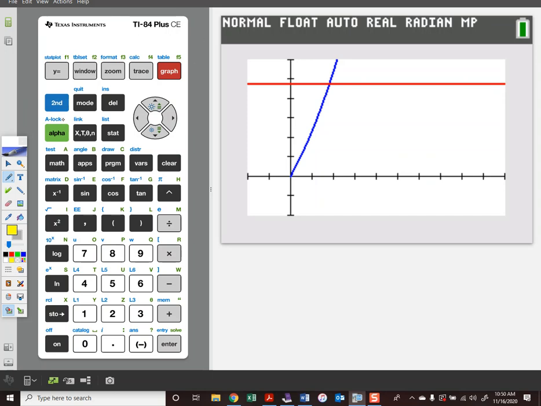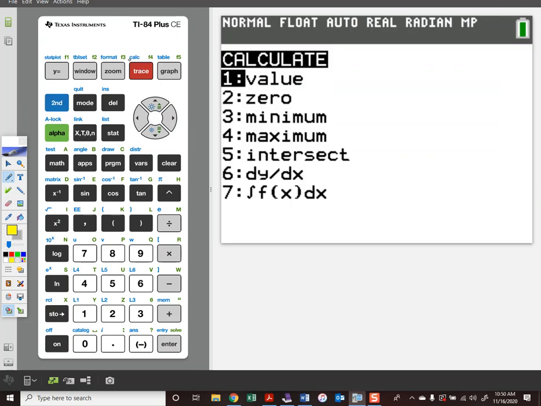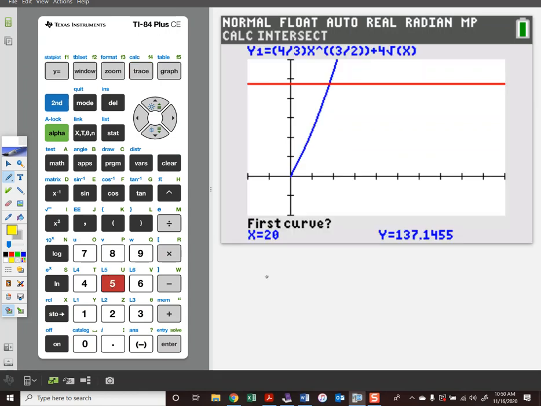This time you want to use your second button and then the trace button. That's the calc menu up here. Option number 5 is the intersect tool. So go ahead and just type in 5. Now, you need to use your cursor keys and move the cursor as close to this point as you can. Now, it already tells me where the cursor is, which is off the screen at the x coordinate 20. Right now, this is about 8 or 10 or so, so I'm going to use the left arrow to bring the cursor back onto the screen.